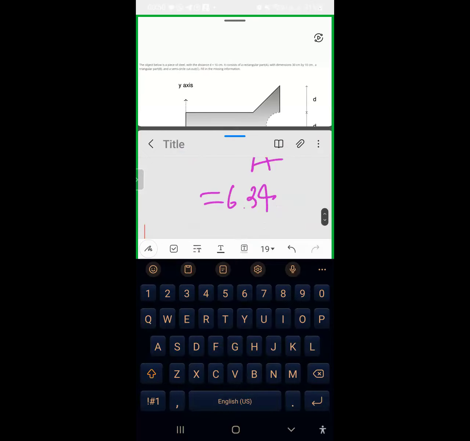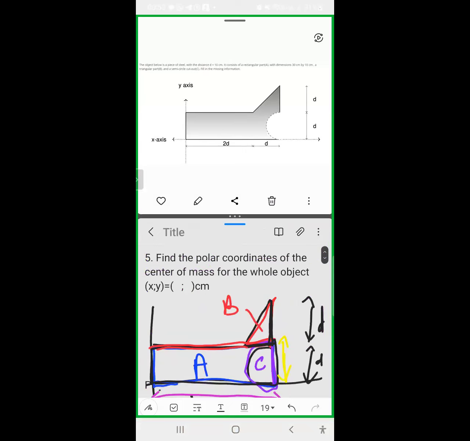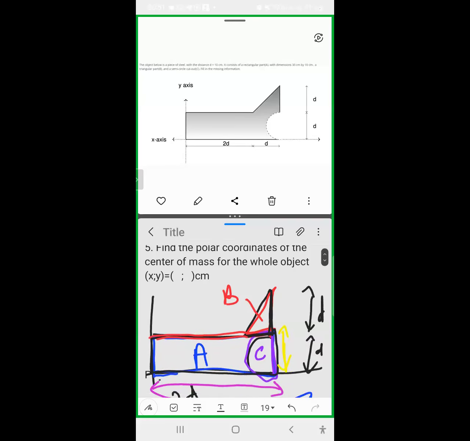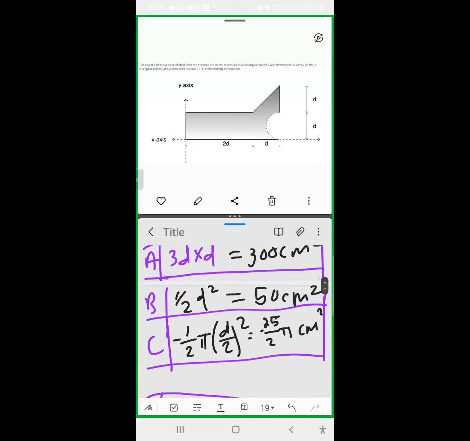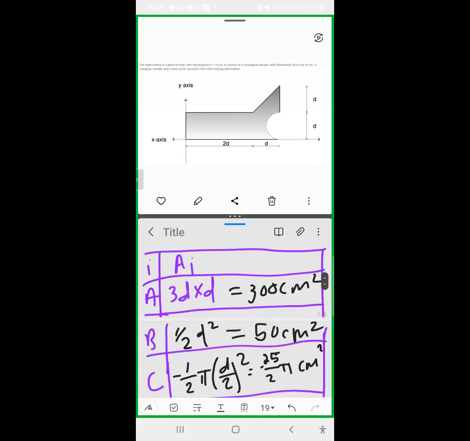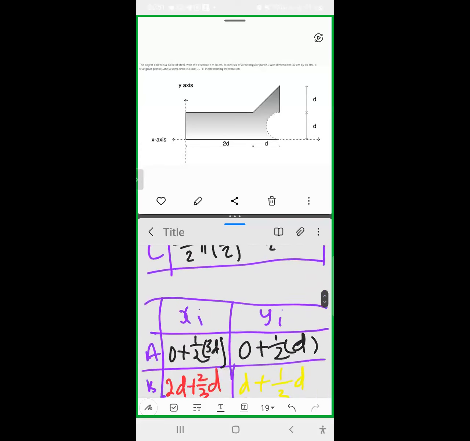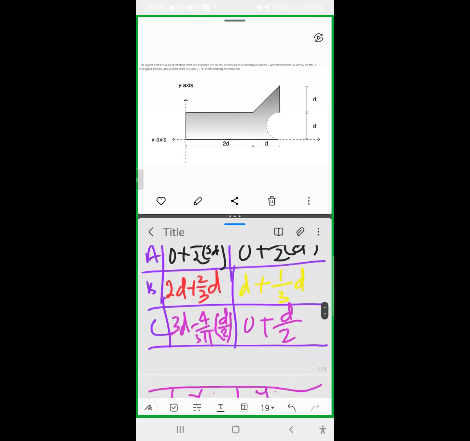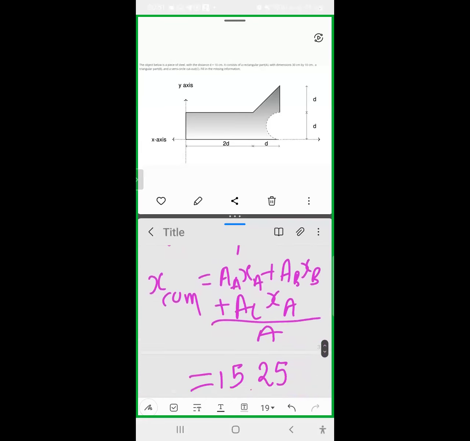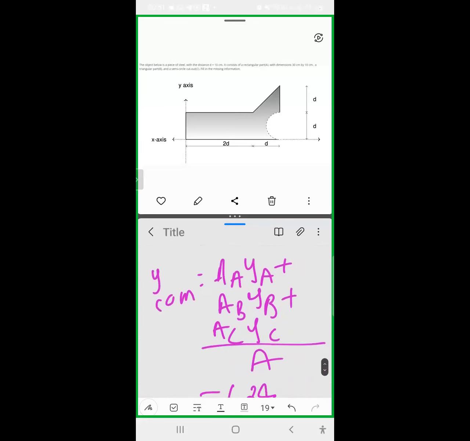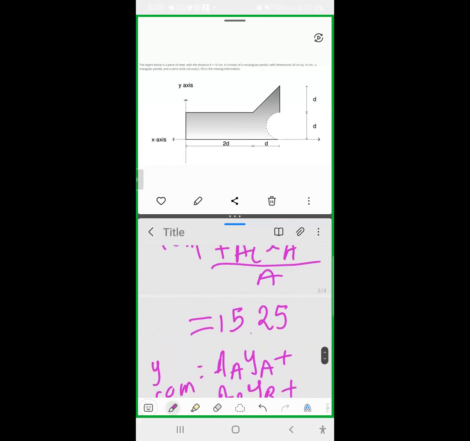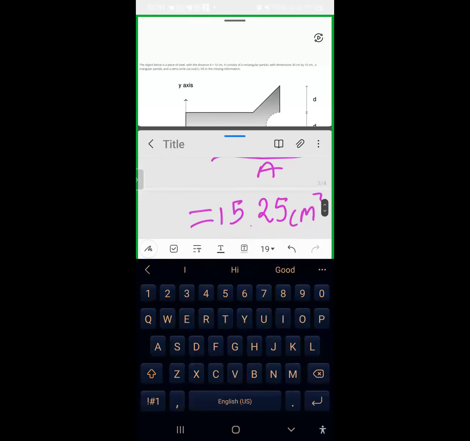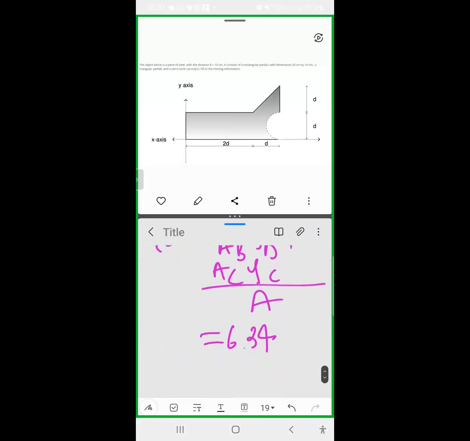6.34. And then the question required us to find the polar coordinates for the center of mass for the whole system. So those polar coordinates will be, I forgot to include the units. So here we have centimeter squared, and then here we have centimeter cubed, and then divided by centimeter. So the units will basically be 15.25 centimeter squared. And then even here for the y, it's centimeter squared.